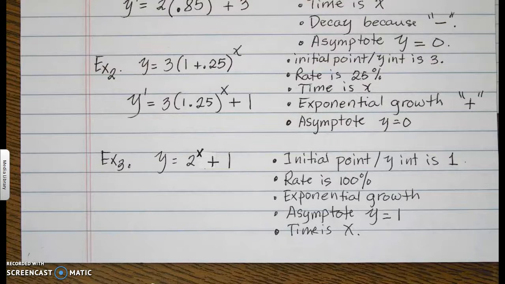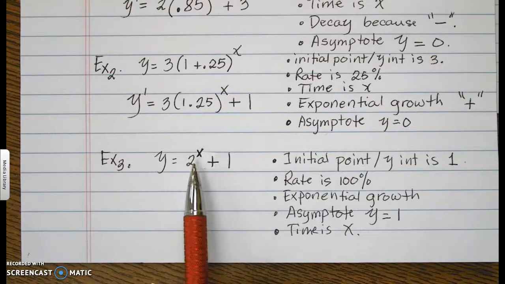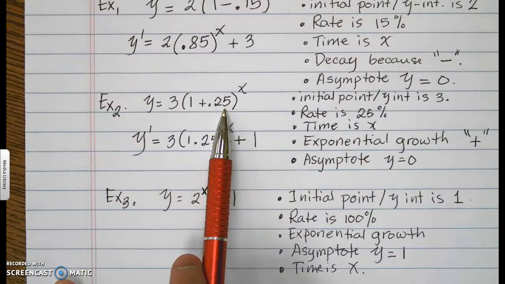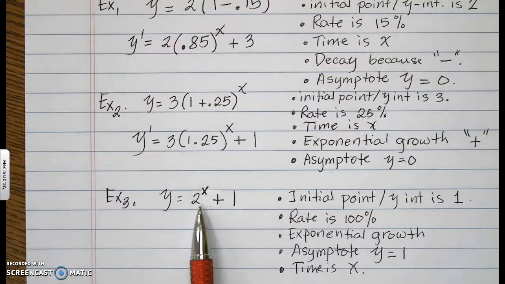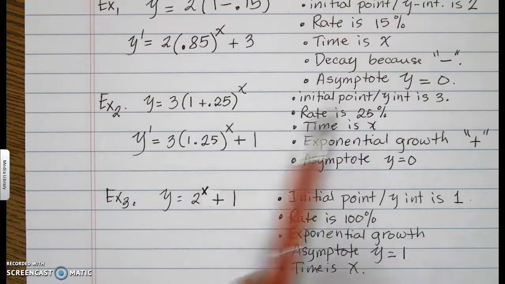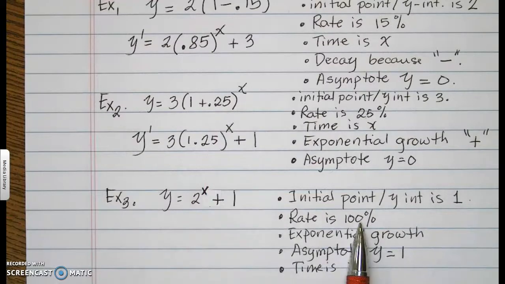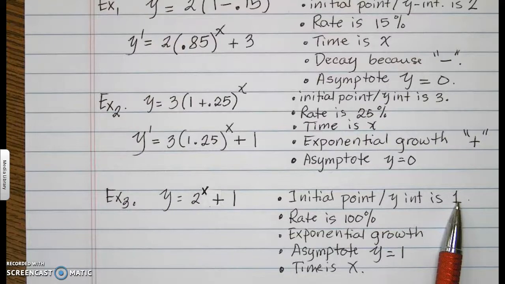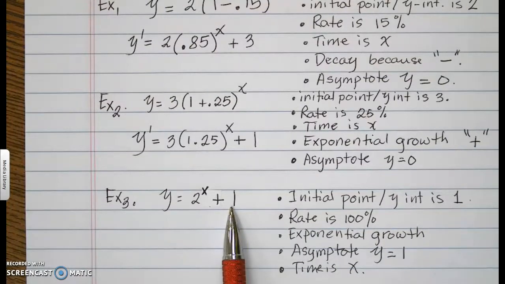For our last and final example, we are going to have y equals 2 to the power of x plus 1. Please understand that 2 is the base and x is the exponent. Therefore, this base is like the one where you have the 1 plus 0.25. In this case, since this is 2, that means that this was a 1 plus 1. If this was 0.25, that's 25%, but if this is 1 plus 1, then it becomes 100%. The initial point here is not the 2, but the number in front of the 2, which is a 1. This is an exponential growth with a rate of 100%, and the asymptote is at y equals 1.